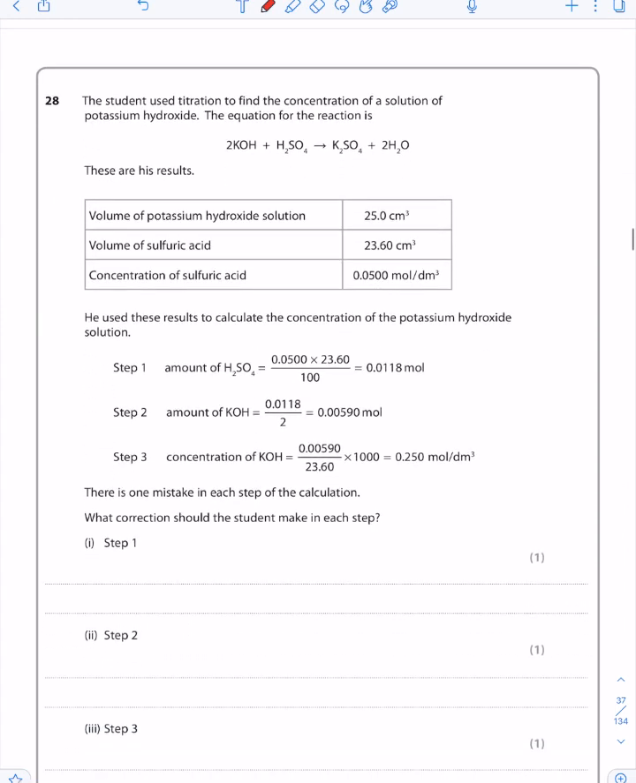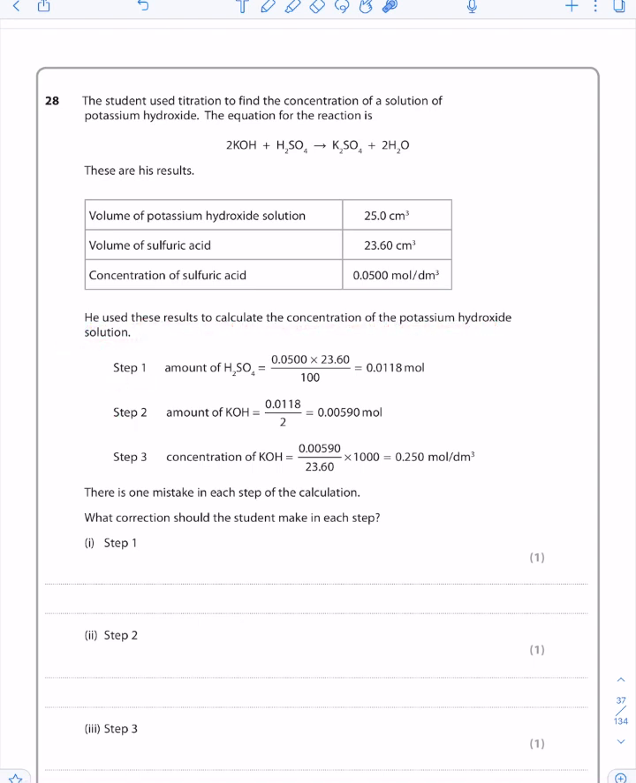Question 28. The student used titration to find the concentration of a solution of potassium hydroxide. The equation for the reaction is 2 mole of potassium hydroxide plus 1 mole of sulfuric acid give 1 mole of potassium sulfate plus 2 mole of water. These are his results. مديك الفوليوم potassium hydroxide ب 25, volume of sulfuric acid ب 23.60, concentration of sulfuric acid 0.0500 mole per cubic decimeter. He used these results to calculate the concentration of potassium hydroxide.